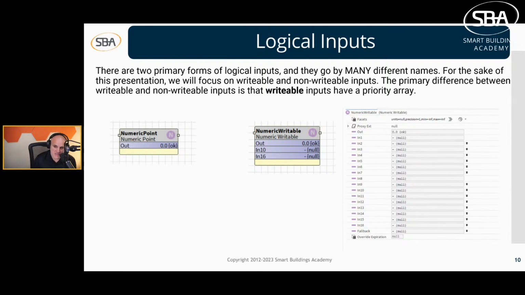How it typically goes is 16 is global, 15 is local, 14 is local operator, 8 is operator override, and 1 is like emergency override. So there are some standards behind what should be what, but the most common are just 16 and 8. Now here's the important part of this.